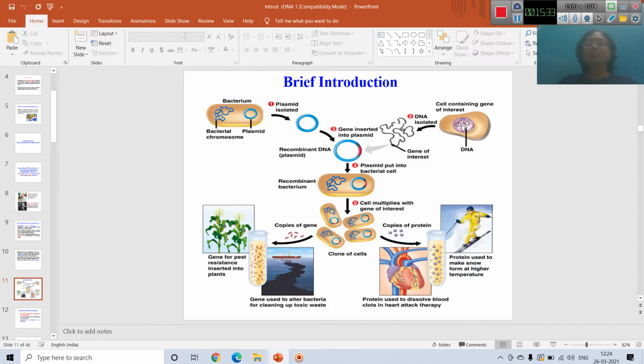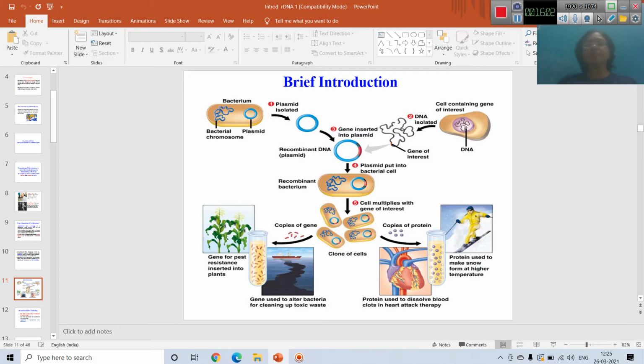But if it is a gene only, then this gene can be transformed into plants, and this gene can be an insect pest resistance gene, like the Bt toxin gene, which has been incorporated into the cotton plant or Bt brinjal plant, so that this Bt toxin gene is producing the toxic product which controls the pest.